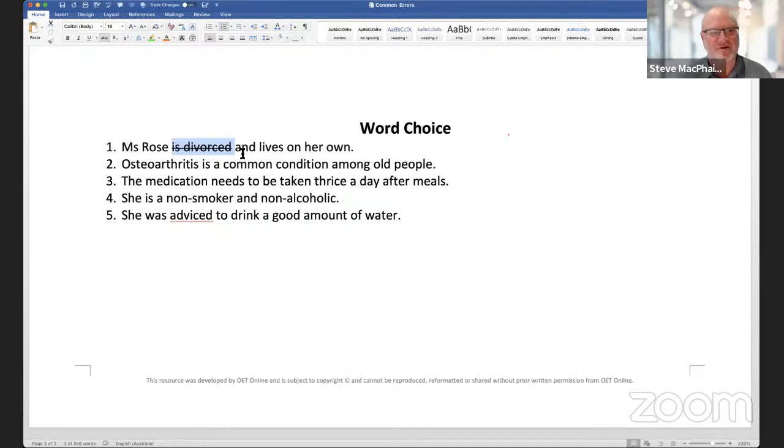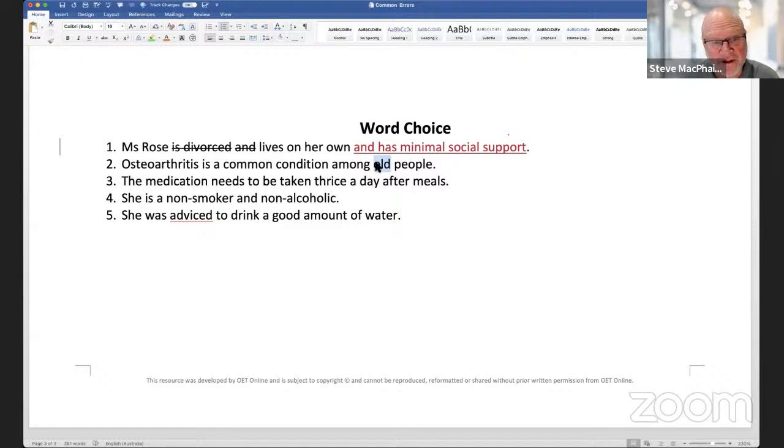But if she's just got a medical condition, maybe we just say Ms. Rose lives on her own. And we don't know, maybe she has minimal social support. You don't know that unless the case notes say she doesn't have anyone supporting her. But don't use those sorts of terms. Leave it out, not mentioned.